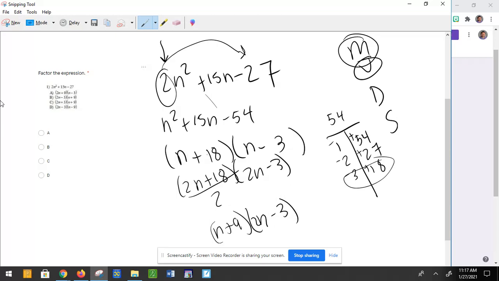And that appears to be this answer choice B here. Notice how they have the 2n minus 3 first and the n plus 9 second. That's okay, as long as the signs are correct, meaning the plus is with the 9 and the minus is with the 2n minus 3. So the answer to this would be B. All right, let's take a look at the second one.